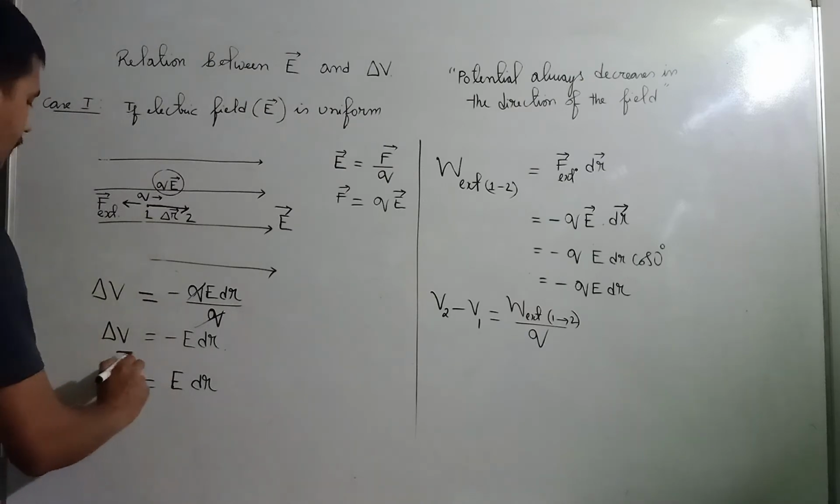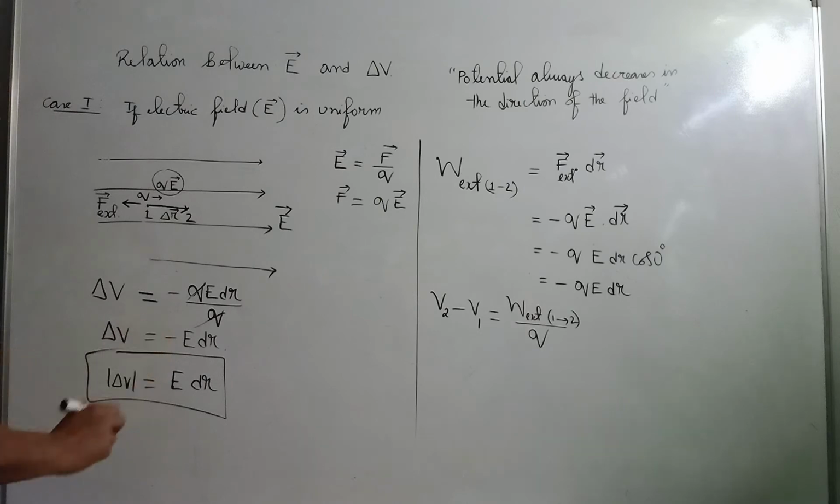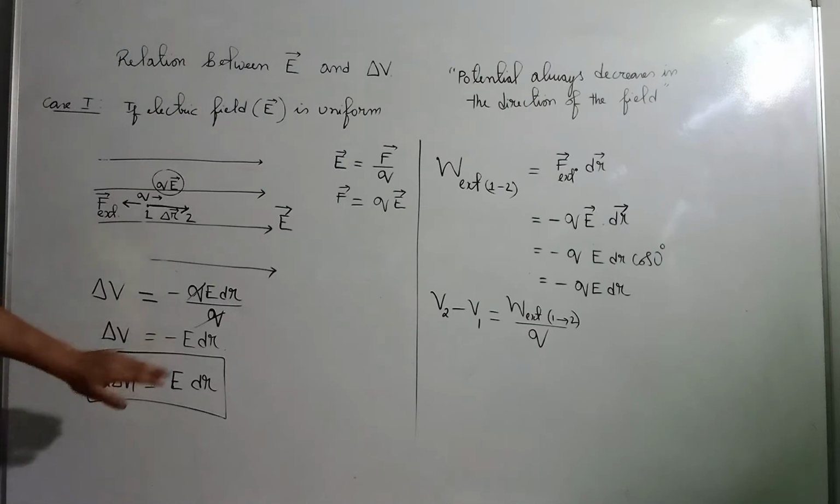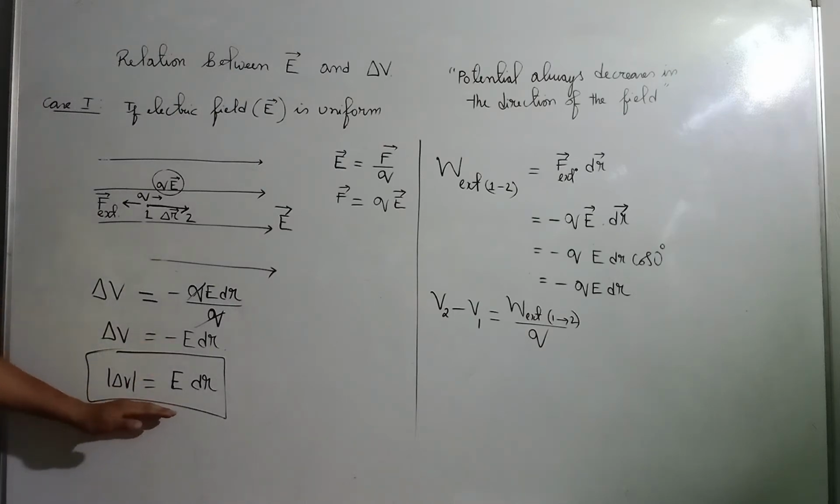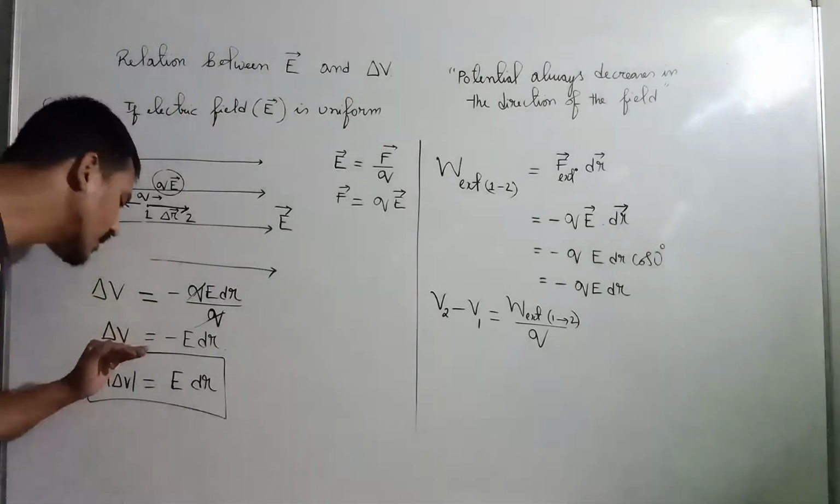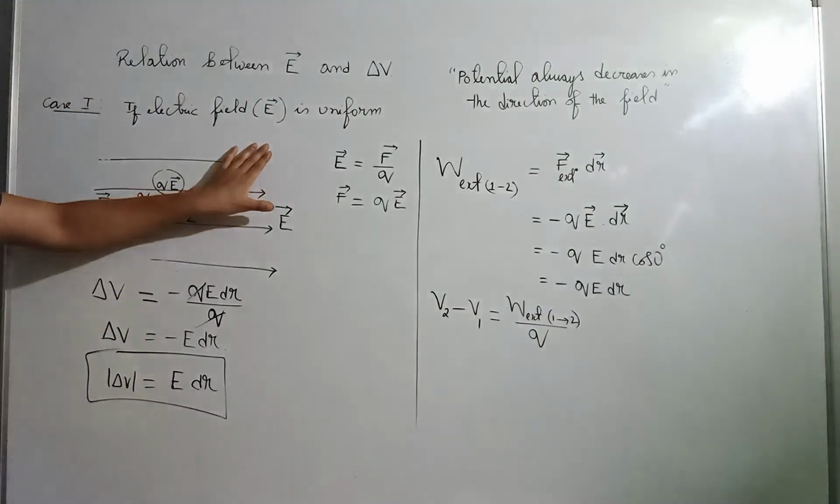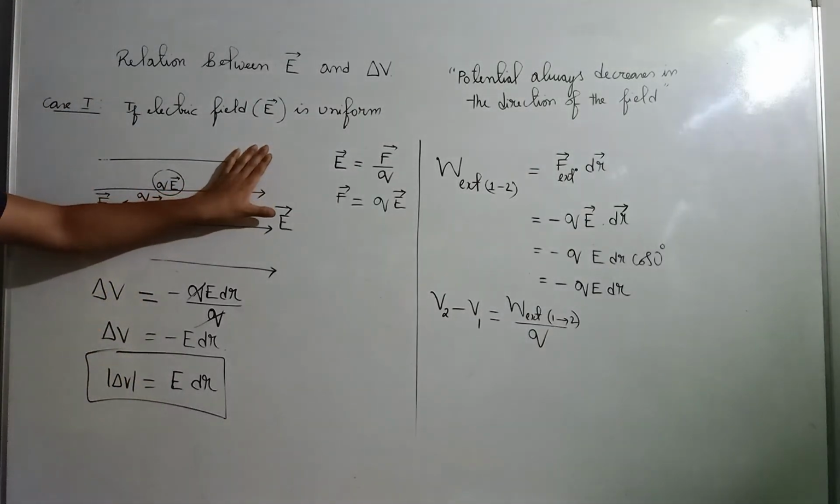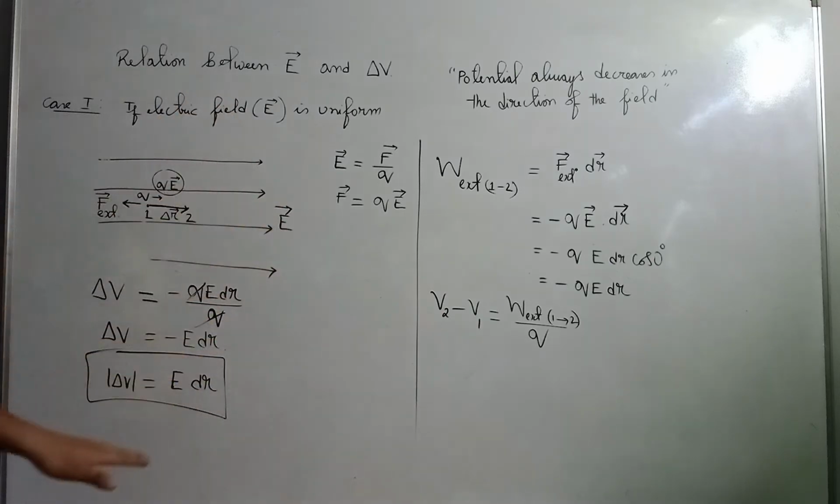So this is the relation between electric field and electric potential if the field is uniform. This formula is not always true. It is only true when the field is uniform, and it's not that the field will always be uniform.